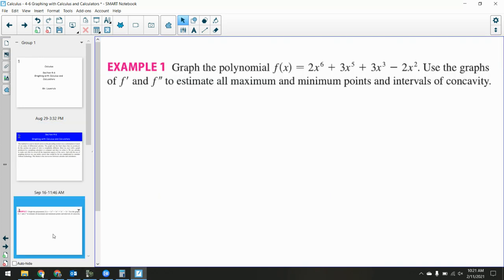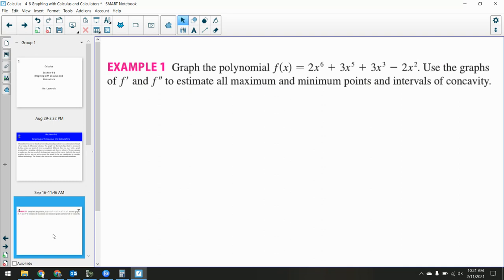So what we're going to take a look at here is our first function. f(x) is equal to 2x^6 + 3x^5 + 3x^3 - 2x^2. Now, we could use calculus to find the derivatives here, right?